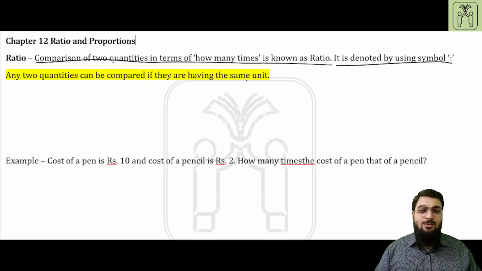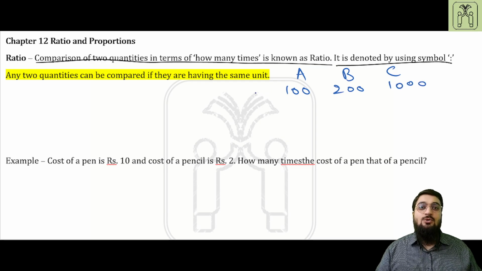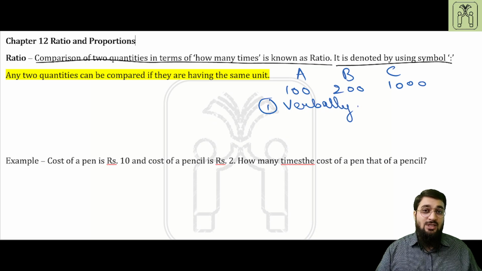For example, let me give you an example. There are person A, person B, and person C who have distinct amounts in their pockets. Let's say person A has 100, person B has 200, and person C has 1000. If we want to compare the three of them on the basis of the amount they have, you can compare them verbally. There are six different ways in which you can compare.